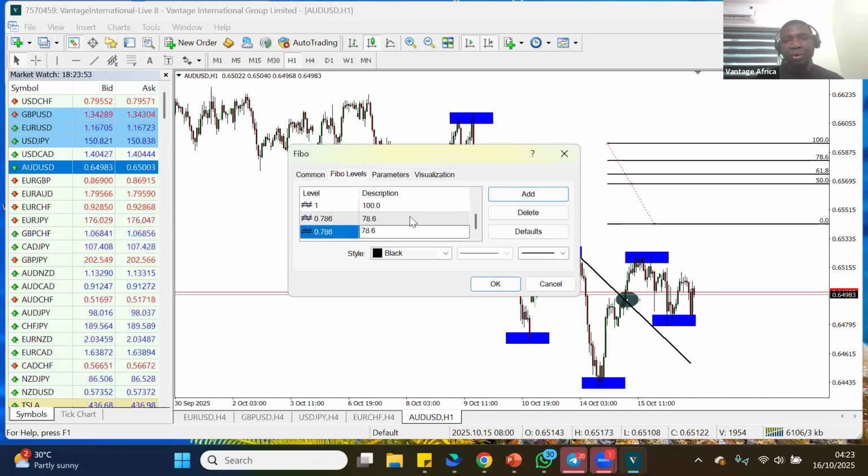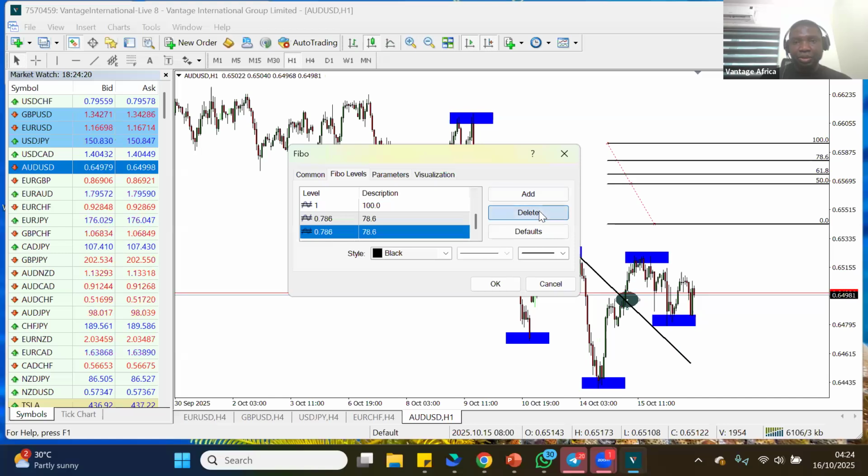Now, you don't have to do this for any of the other levels that you have remaining, 0, 50, 61.8, 100. You don't need to bother yourself with those ones because those ones are already fixed by the system already, right? So this is the way you put it. See how I did it now, right? It's now fixed there.